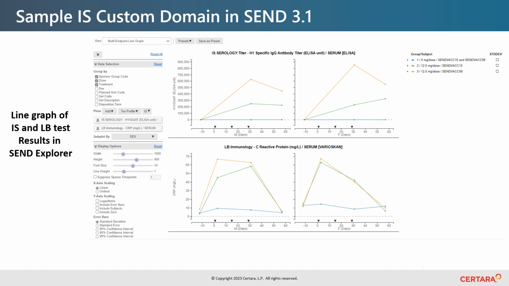When immune response data is included in SEND datasets, this allows the use of SEND analysis and visualization tools for these endpoints. This is an example of immune response data included in both the IS and LB domains in SEND 3.1 and graphed together using the SEND-Explorer data analysis and visualization tool. In this screenshot, both endpoints are graphed over time with separate plots for males versus females. Dosing days are also depicted with black triangles along the x-axis.